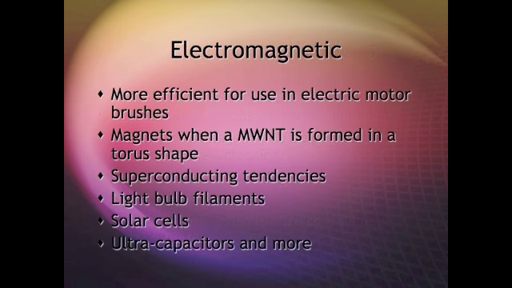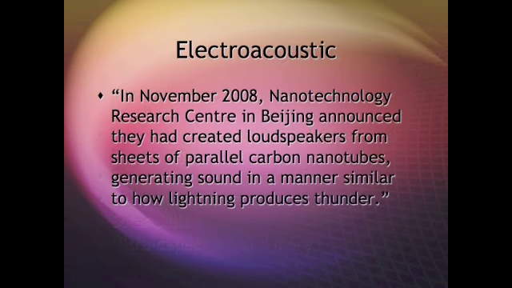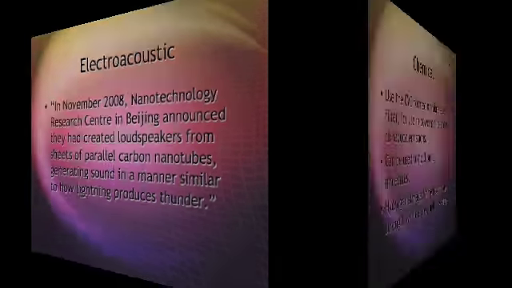Their electromagnetic capabilities include more efficient brushes and electronic motors due to their superior conducting capability. They can also be used as magnets in such motors when a multi-walled nanotube is formed in a torus shape. They have superconducting tendencies. They can also be used in light bulb filaments, solar cells, ultracapacitors, and much more. One of the most recent advances came in November 2008, when it was announced that a company had created loudspeakers from sheets of parallel carbon nanotubes, generating sound in a manner similar to how lightning produces thunder.